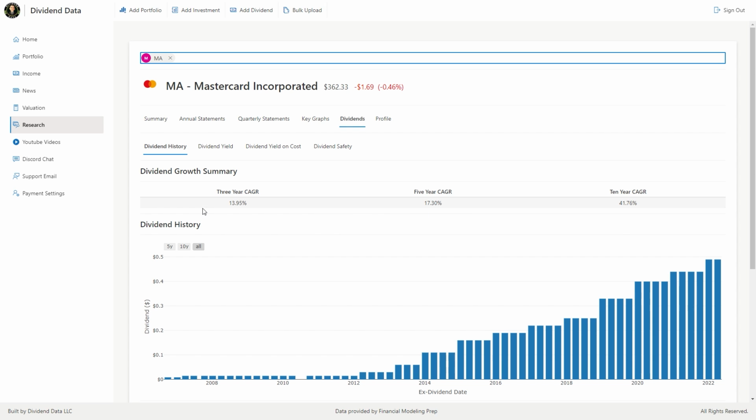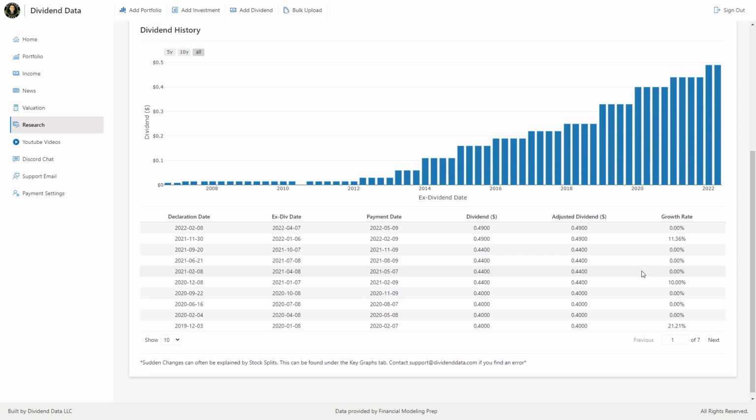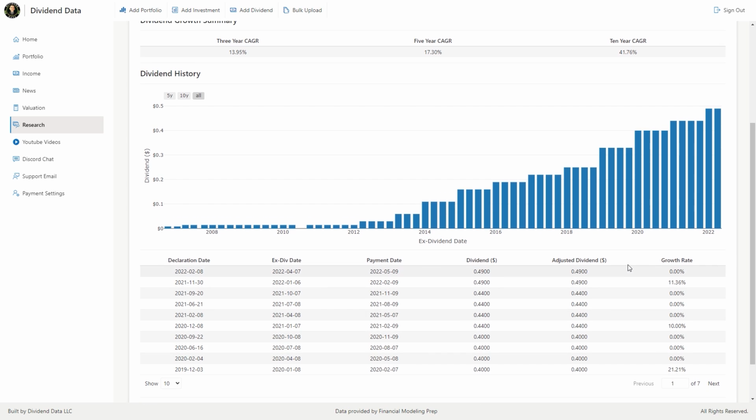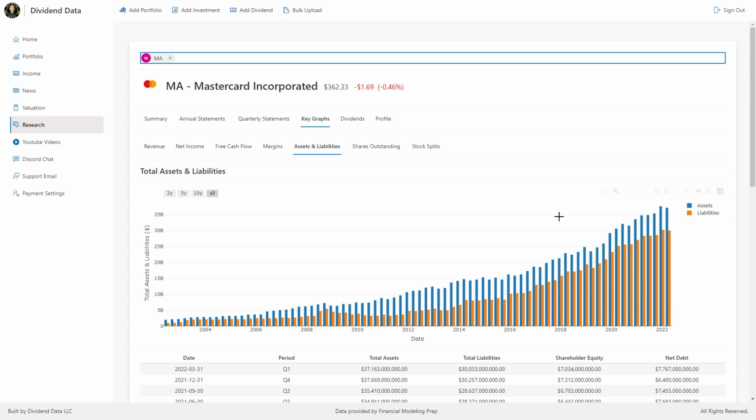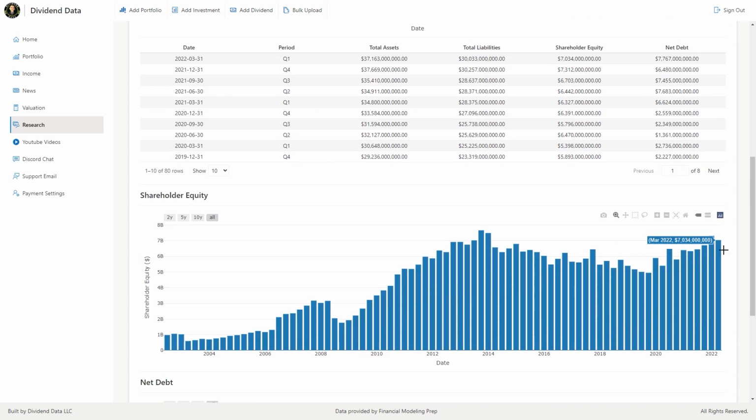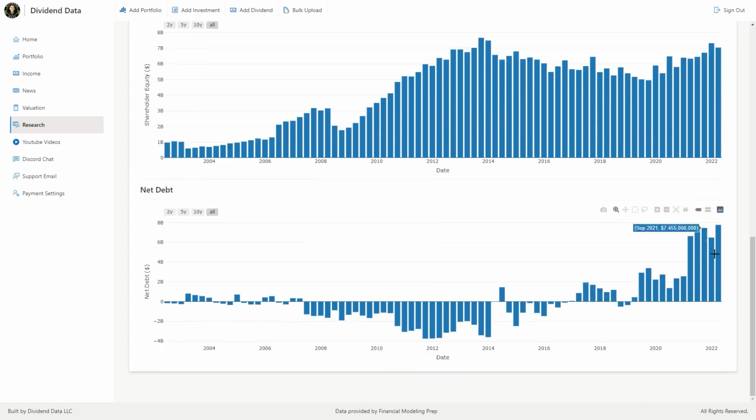The 10-year compound annual growth rate of the dividend is 41%, which is nuts. Going forward, the 10 to 20% range is more likely. The payout ratio is 20%, which means there is plenty of room to continue growing the dividend at a high rate. Their shareholder equity and net debt is around $7 billion. This is very well covered by earnings.